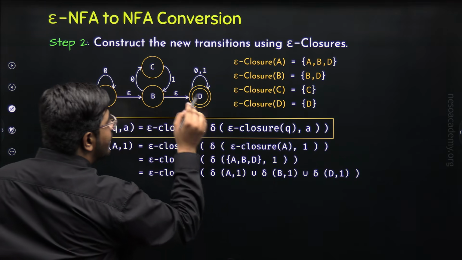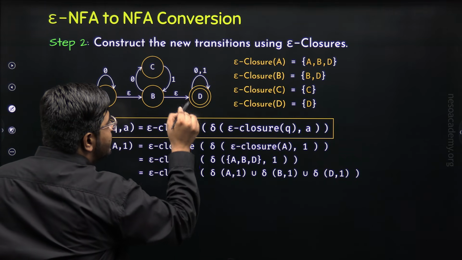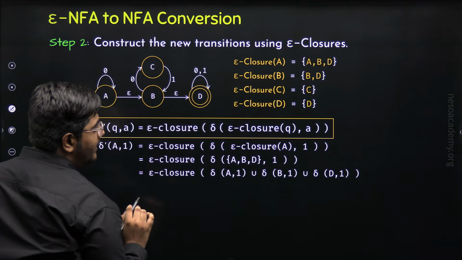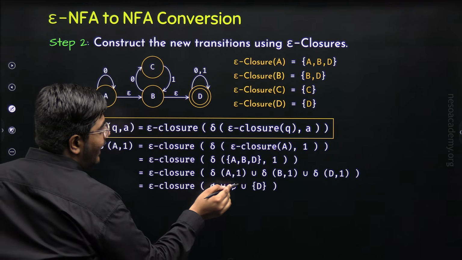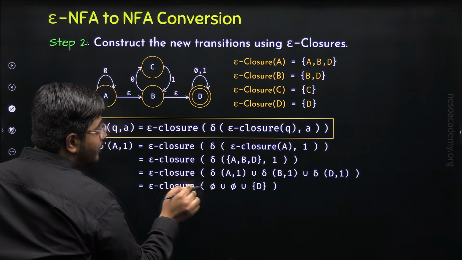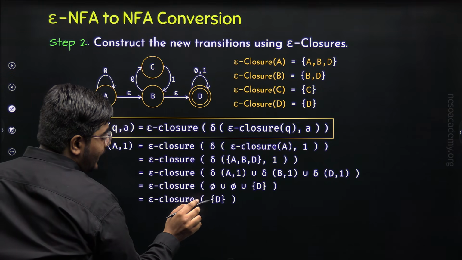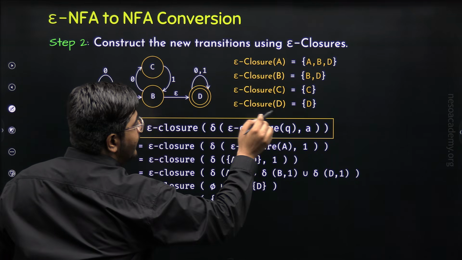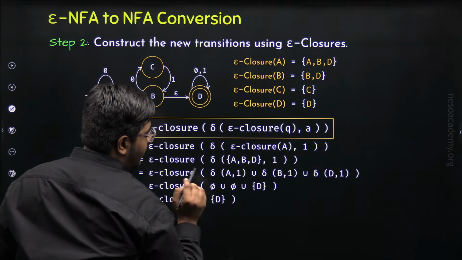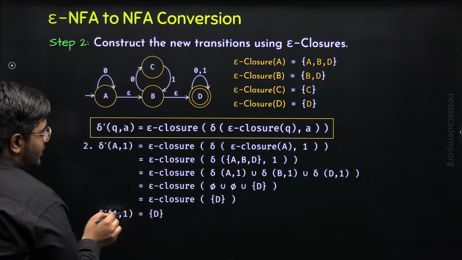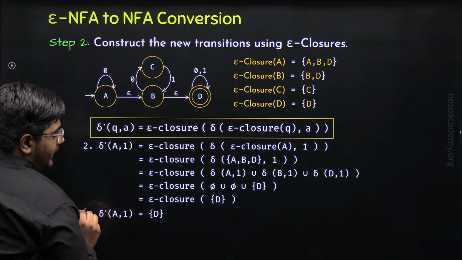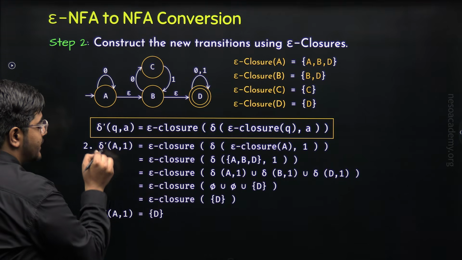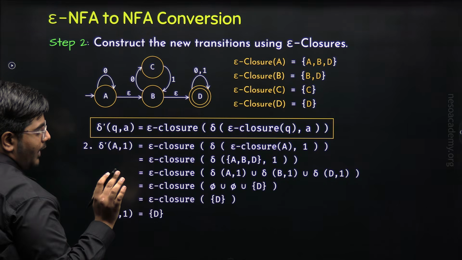D on 1. So D on 1 gives the state D. So this will be replaced by D. And we will get phi union D. That is why we will get D. So the epsilon closure of D, here you can see epsilon closure of D is D. So delta dash A, 1 is equal to D. This is how we have calculated the new transition for the state A on input symbol 1.